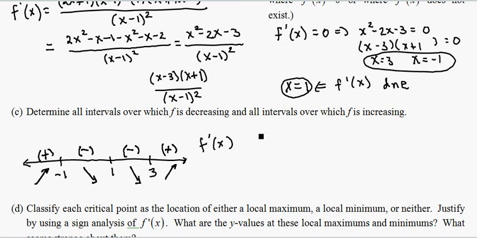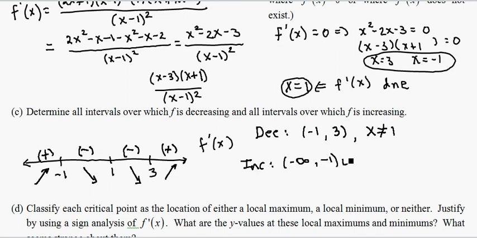Alright, so we could say something like this. The function is decreasing from negative 1, well, we could say all the way up to 3 actually, as long as we put something like this in, x not equaling 1. And then we could say that it's increasing from negative infinity all the way up to negative 1, union 3 to infinity. It's always important to explain why. Here it's increasing because f prime of x is greater than 0. Here because f prime is less than 0.